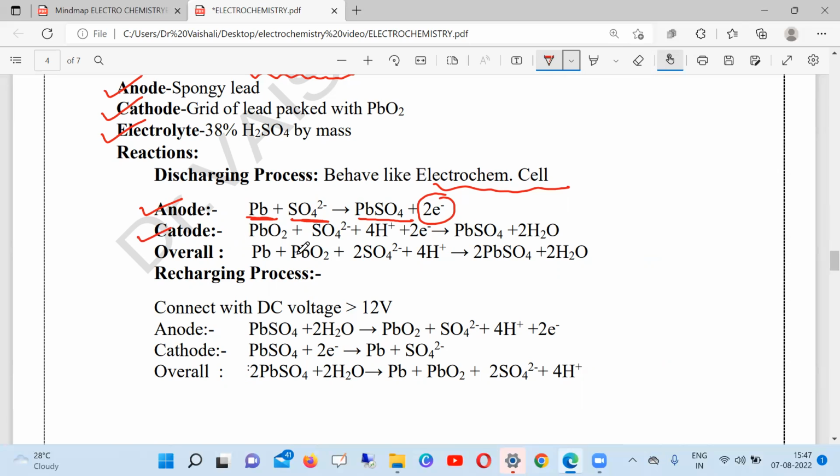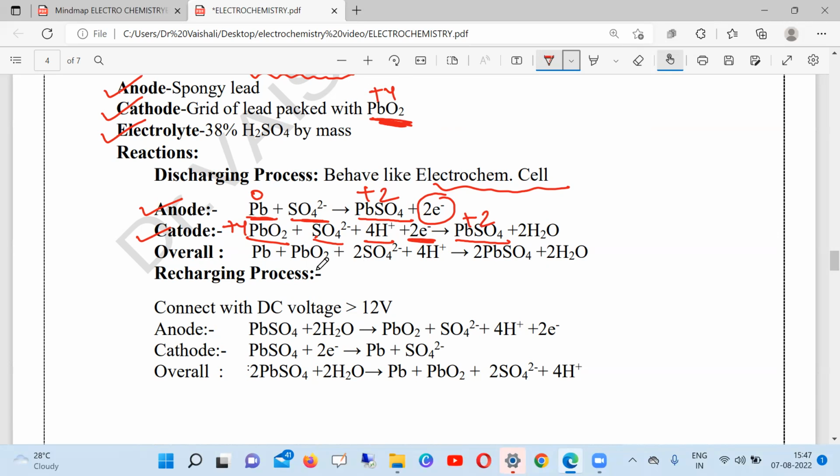Cathode, this PbO2, already I told, is made up of grid of lead packed with PbO2. So this PbO2, again in the presence of electrolyte, accepts these electrons to reduce into PbSO4. What is the oxidation state here? +4. And here +2. So in anode, it is converting 0 to +2. And cathode, it is converting +4 to +2, means reduced by gain of electrons.